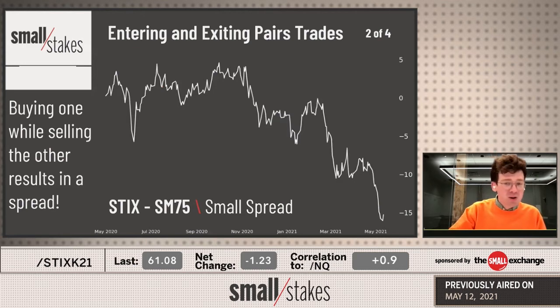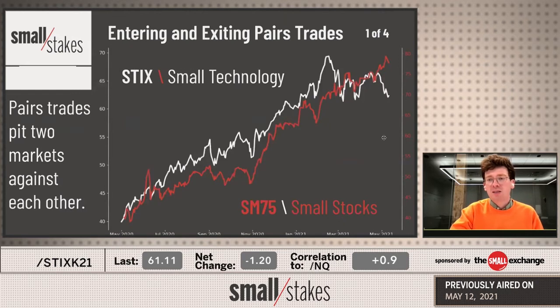So pairs trading, spread trading, same thing. We're looking at the small stock spread here, and this has been a great one until a real break in the last couple of weeks as technology has gotten beaten up by energies and industrials and the rest of the stock market. We've fallen outside of this range in technology relative to the rest of the stock market. And I just want to bounce back and forth real quick just to show you what you're looking at here. This is STIX minus SM75, and this is STIX and SM75 on the same axis, same time frame.